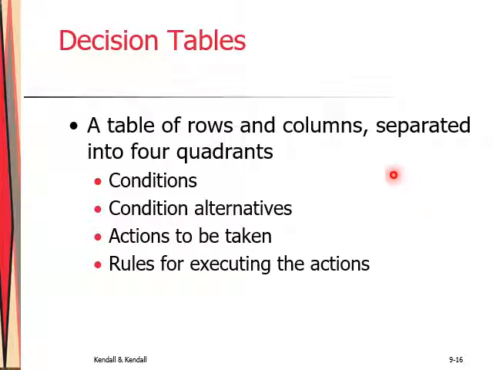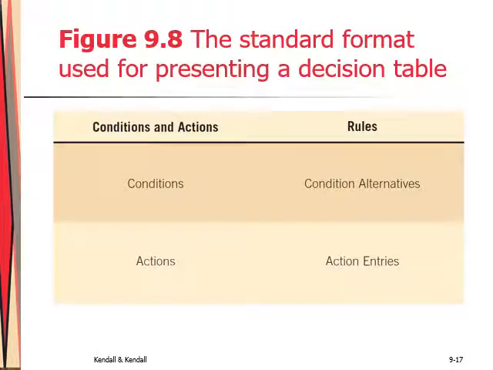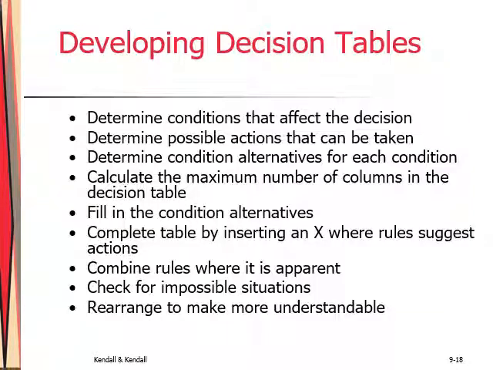For example, we have a table of rows and columns separated into four quadrants. This is a decision table. In decision tables we have conditions, then condition alternatives, then the actions to be taken, then the rules for executing the actions. So we have conditions, then rules with condition alternatives, then actions, and then an action entry.